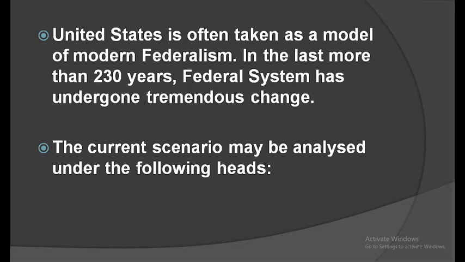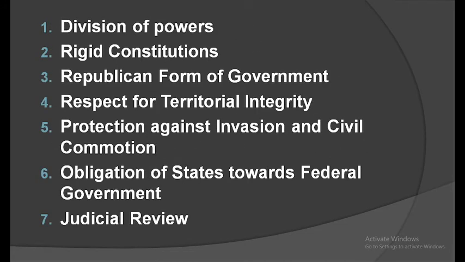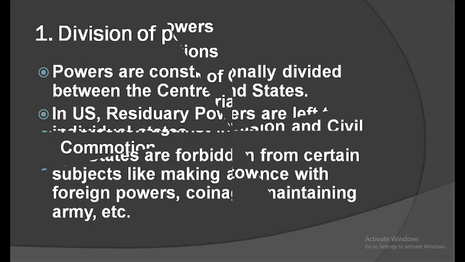Here, when we talk about federalism in the modern sense, United States is often taken as a model of modern federalism. In the last more than 230 years, the federal system has undergone tremendous change, as we know. So the current situation of the federal system of government in United States can be analyzed under the following 7 heads. Now let us see these 7 points one after another.